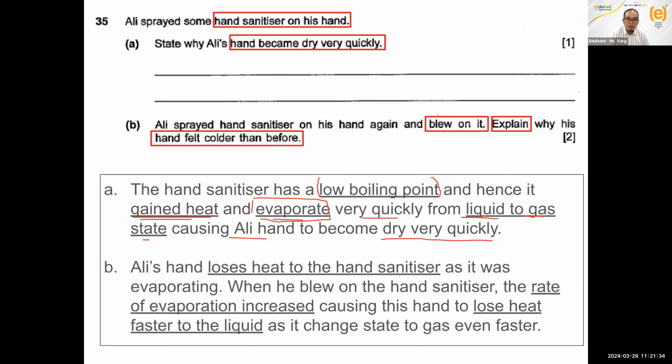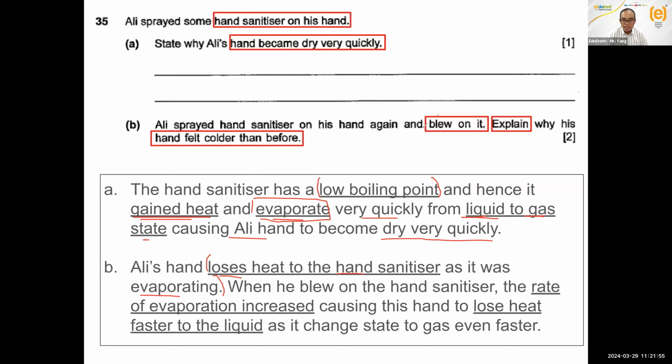It gains heat from where? From our hand. So when Ali sprayed and blew on it, Ali's hand loses heat to the hand sanitizer as it was evaporating, right? So we must know, when the water or the hand sanitizer is evaporating, Ali's hand loses heat. That's why you feel cold.